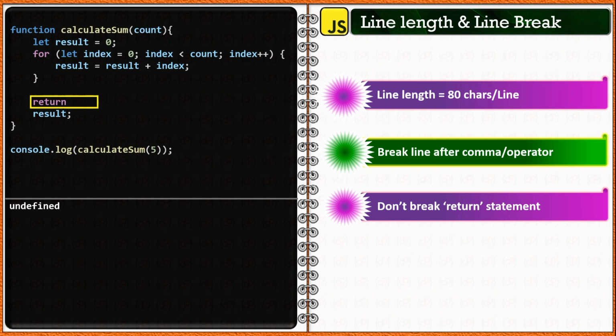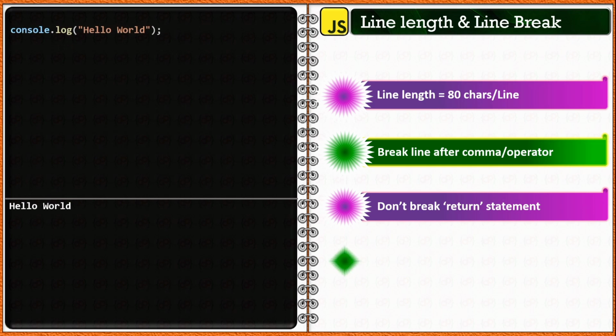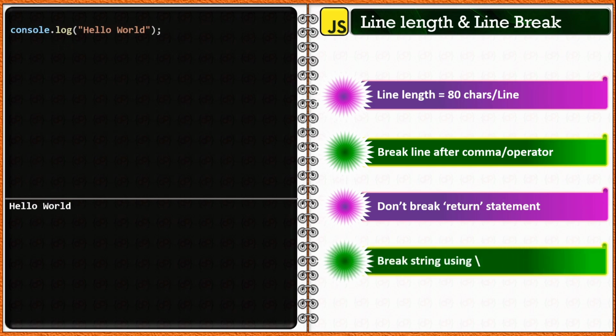If the code has a long string literal, you can use the backslash character to break that line. For example, to break this line of code, put a backslash in the middle of the string and break the line.